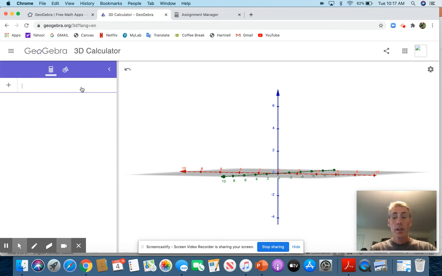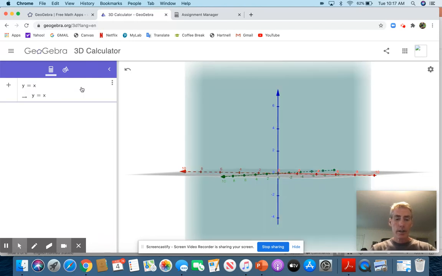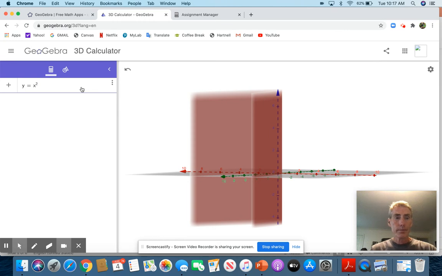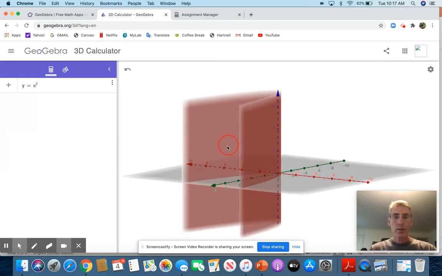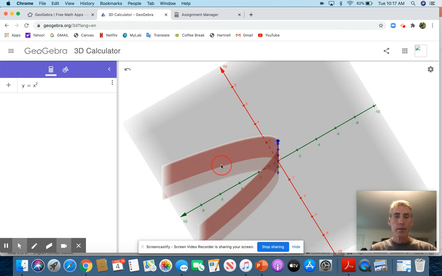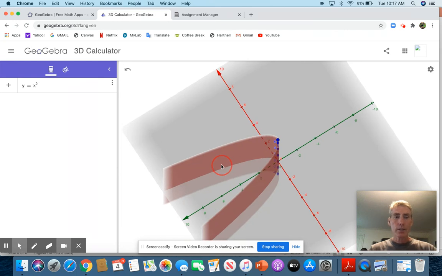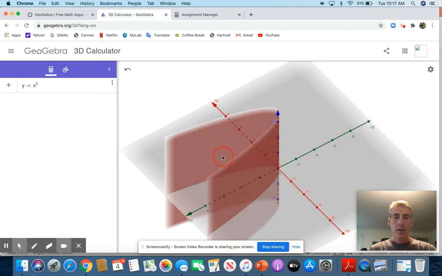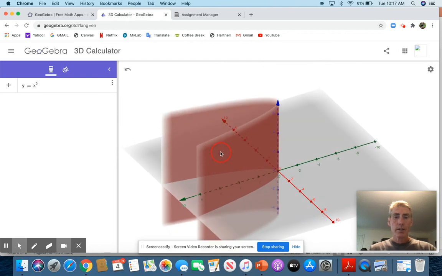Okay, what about a parabola? Remember from pre-calculus or first semester calculus a parabola? Y equals x squared. So y equals x squared, well, that is a parabola, but now it's in 3 dimensions. Now, basically, with this equation over here, it doesn't say anything about z. So z could be anything.